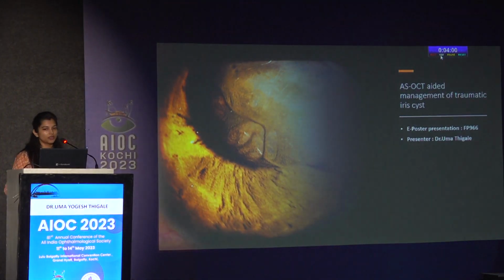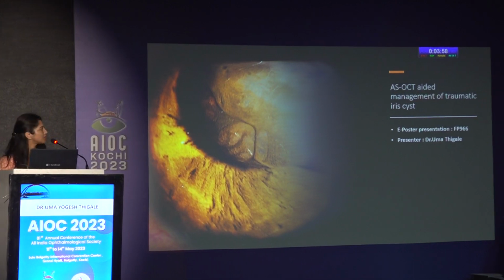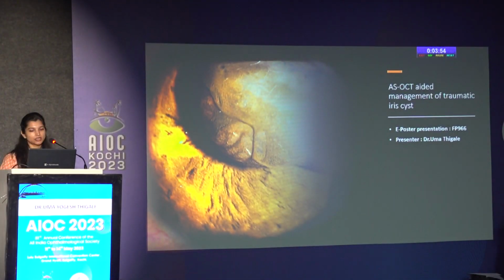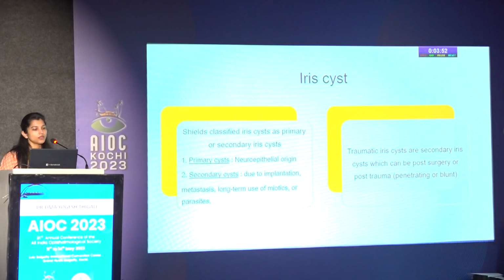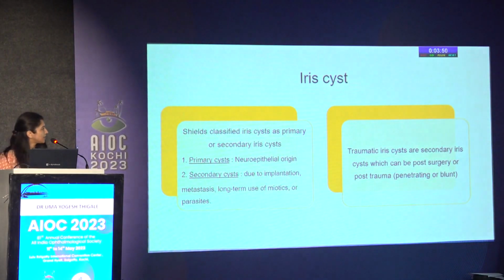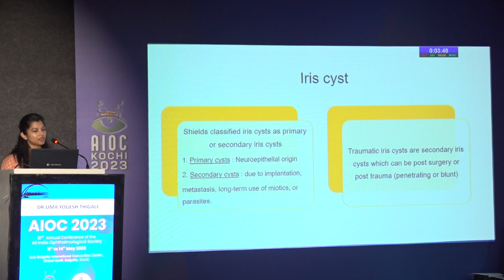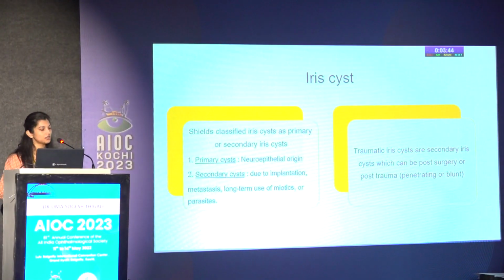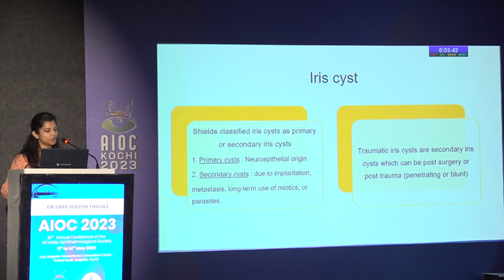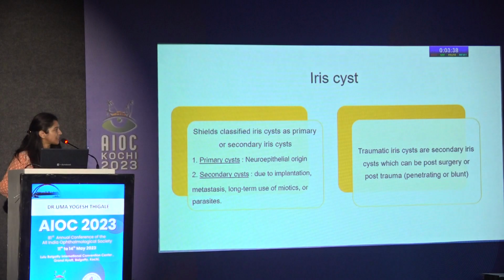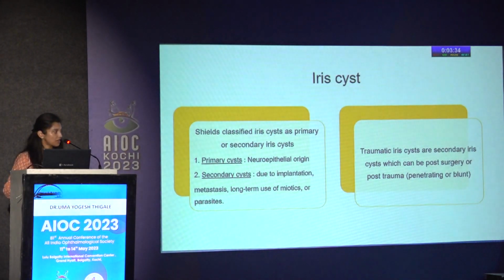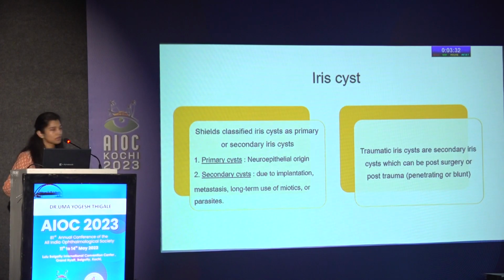Good morning everyone. I am Dr. Uma. I shall be presenting AIOCT guided management of traumatic iris cyst. Iris cysts can be classified as primary or secondary. Primary cysts are of neuroepithelial origin, and secondary cysts are due to implantation, metastasis, long-term use of miotics or parasites. Traumatic iris cysts are classified as secondary iris cysts, which can be post-surgery or post-trauma.